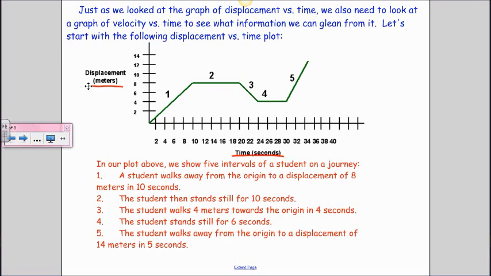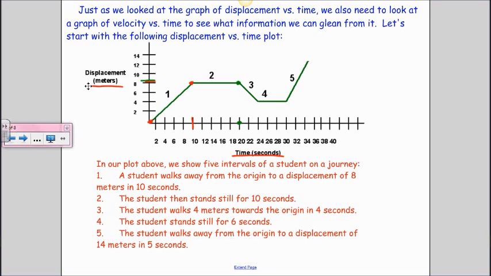Part 1: A student walks away from the origin, so start here, and they walk away to a displacement of 8 meters in 10 seconds. So that's part number 1. Part number 2 says the student then stands still for 10 seconds. If they stand still, displacement is 0, so it should still be at 8. However, time continues to move on for another 10 seconds, so that's to 20 seconds.